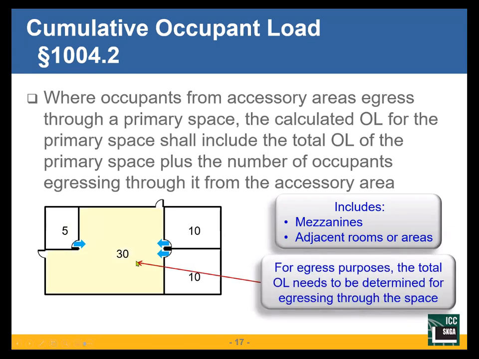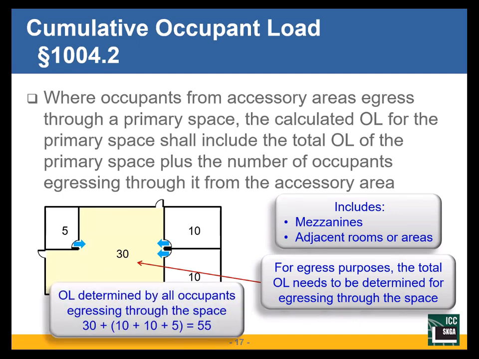When we look at the exiting out of this room here, we have to add all of the occupants using that room together. So we started with 30, now plus 10, plus 10, plus 5, we have 55.